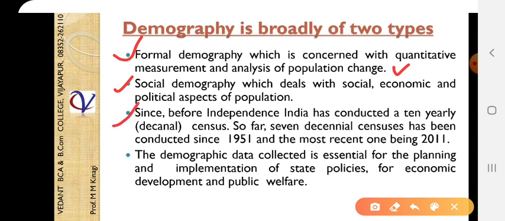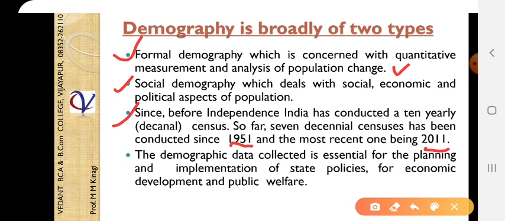Third, since before independence, India has conducted a 10 yearly decennial census. So far, seven decennial censuses have been conducted since 1951, and the most recent one is 2011. The analysis of the population was introduced in the year 1951, and presently we have done the census of 2011. So almost seven decades have been done, and presently around 132 crore population is there.